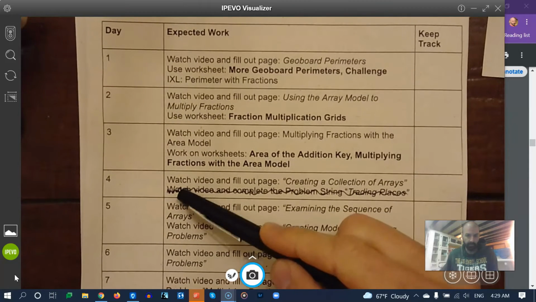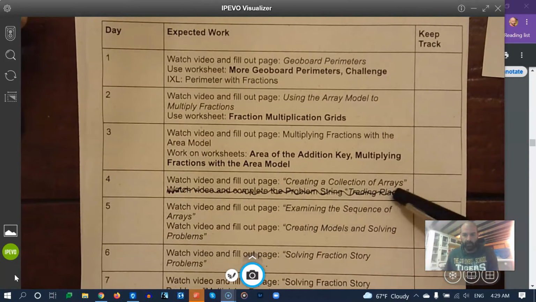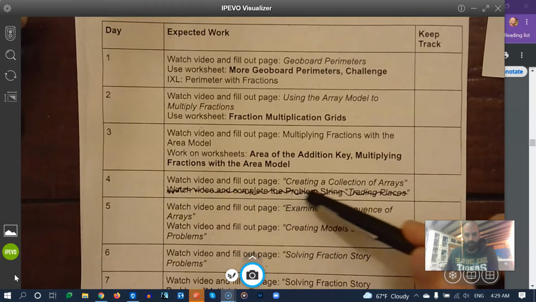I'd made a mistake and kept in, this is for a different skill, so you're not going to watch the problem string.